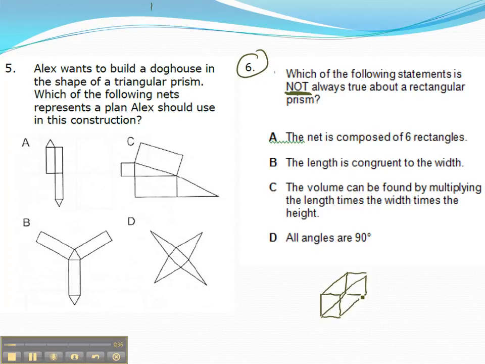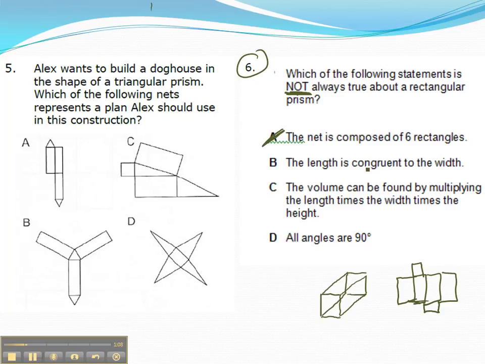A rectangular prism has parallel and congruent rectangular bases, and the net is composed of 6 rectangles. If we unfolded that prism, we'd have a net that looked something like this. Four rectangles, and then the 2 rectangular bases that would fold over to close in that rectangular prism, that box. So it's not answer choice A, because that is always true.